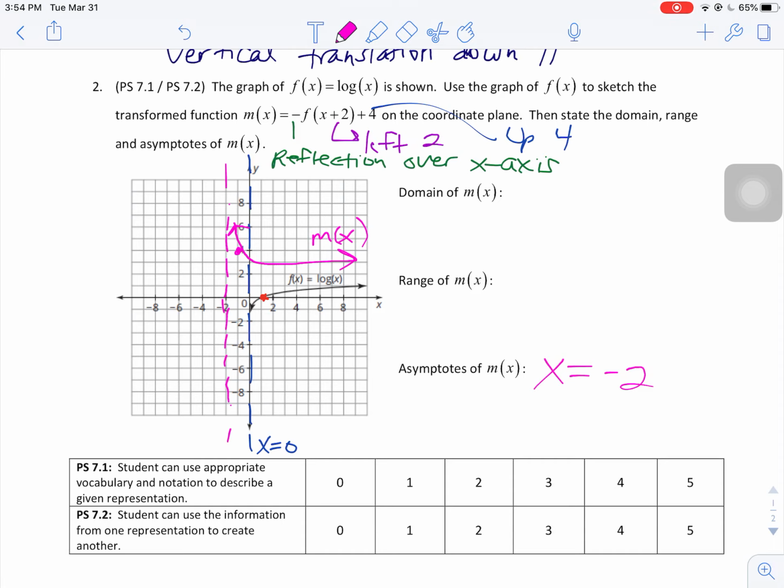So for the domain of m of x, we don't really have any x values less than negative 2. So my lowest x value is going to be negative 2, and then all the way up to infinity for my domain, because those are all the x values that pink graph covers. And then for the range, negative infinity to positive infinity, because this pink graph here is going to keep going down ever so slightly as you go to the right, and then it's going to keep going up. Over here on the left, it's going to keep going up. So all the y values will be covered eventually.